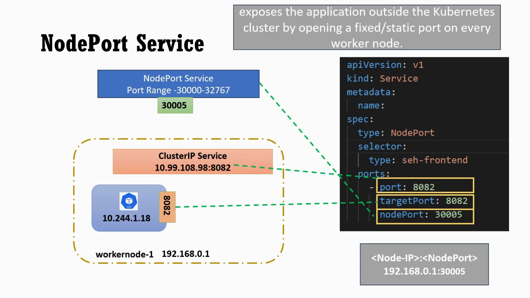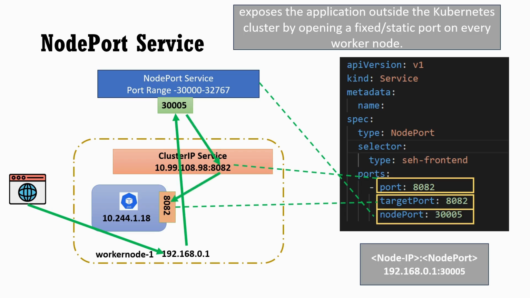So if we talk about how the traffic flows, traffic flows from browser to NodeIP, then NodePort to service port, and then target port of the pod. So even though users hit the node port, the request still goes through the service and then finally reaches the pod. So you can remember it like this: node port outside the cluster, port inside the cluster, and the target port inside the pod.